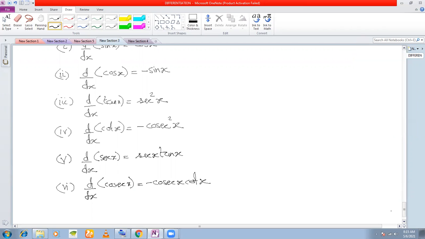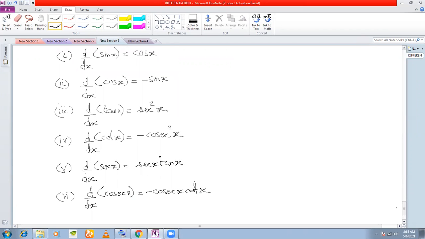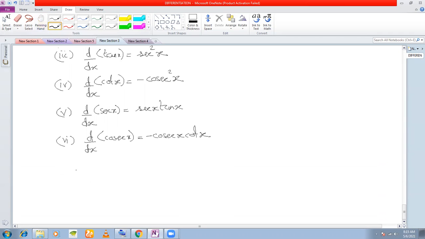You can remember it this way. d/dx of sine is cos, d/dx of cos is minus sine, d/dx of tan is sec square, d/dx of cot is minus cosec square, d/dx of sec x is sec tan, and d/dx of cosec x is minus cosec cot. Now, before proceeding, just two simple examples, and then I will proceed with some problems and then chain rules.